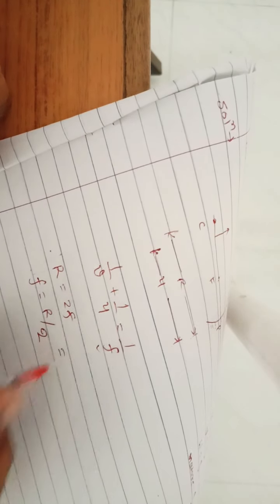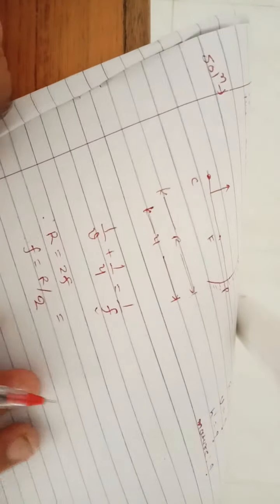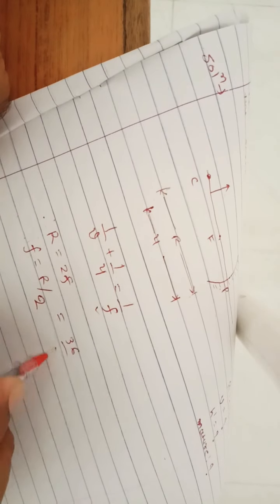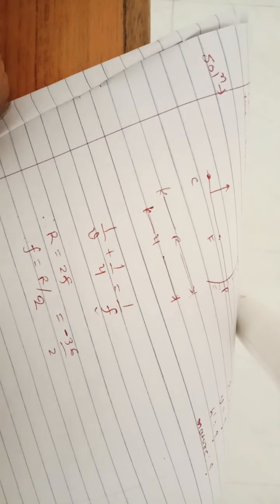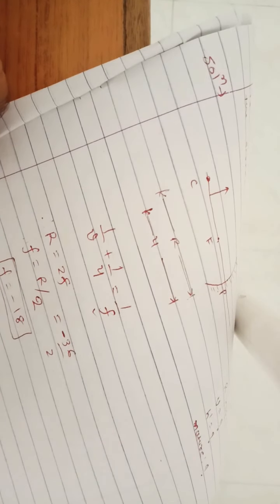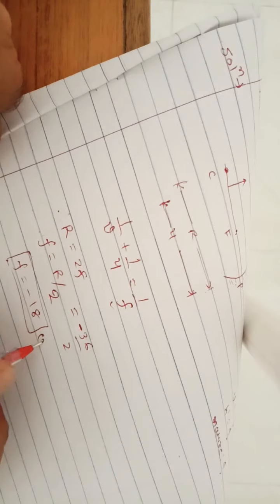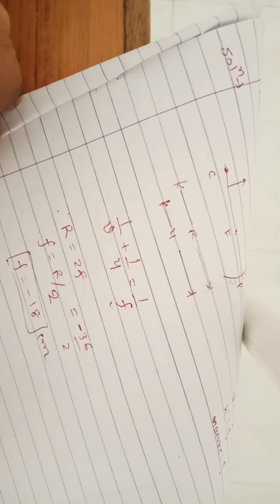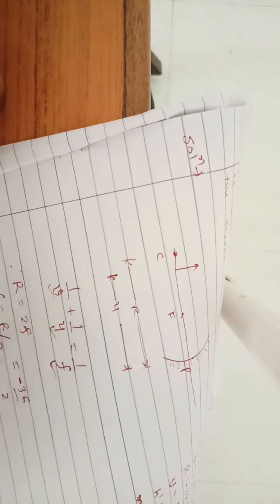Now what is R? R is given, that is 36 centimeters. So we have 36 divided by 2, but that is negative, so minus 18 centimeters. This is the focal length. Now place the values of F and U, and you get V, that is the image distance. So from this equation we have to find the image distance.